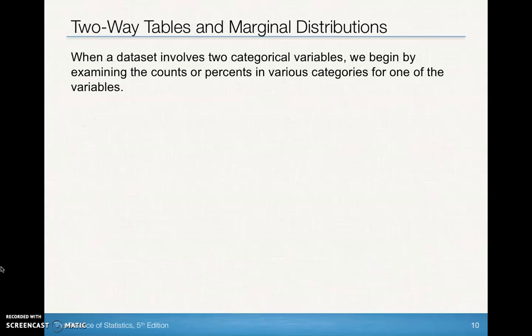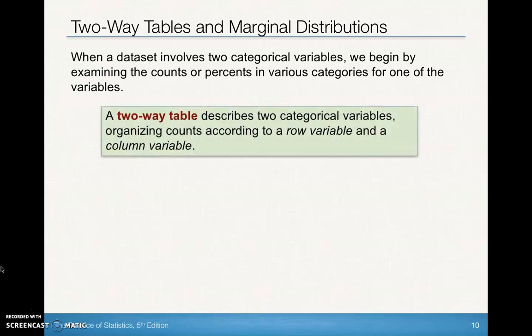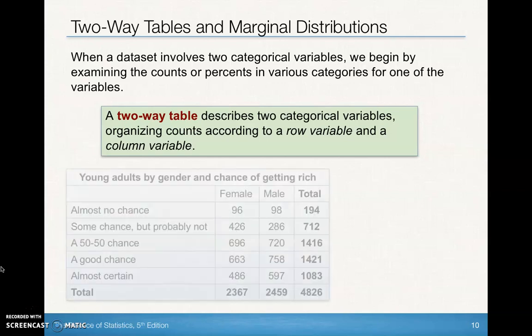Now let's look at things when we have more than one variable. If we want to compare two categorical variables and maybe see how they're related or not related, we would put them in a two-way table. It can describe two categorical variables and organize their counts in rows and columns to see where they match and where they don't match.